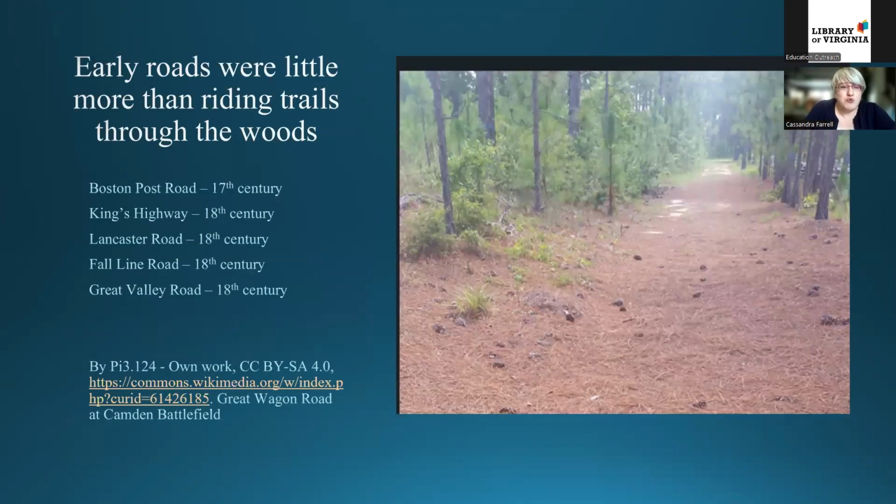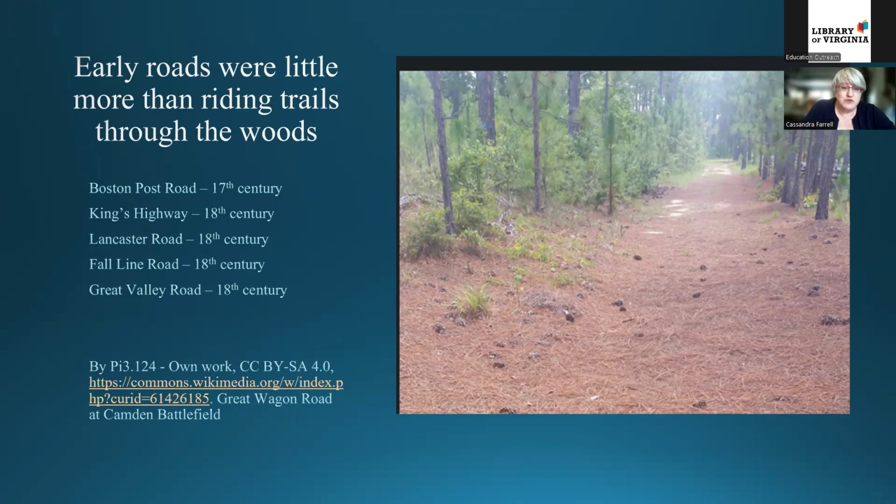The early roads were little more than riding trails through the woods. And this is a picture that someone graciously took of the Great Wagon Road at Camden Battlefield. It gives you a visual idea of what these roads would have looked like in the 17th and into the 18th century.